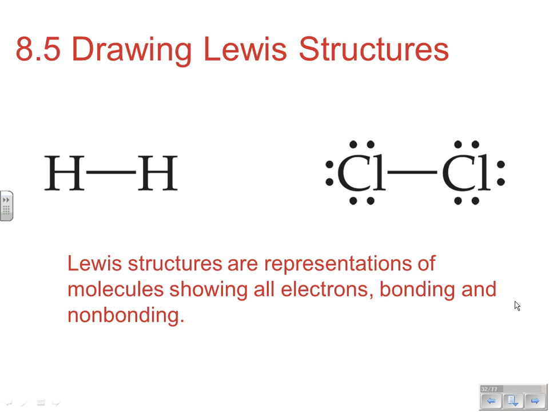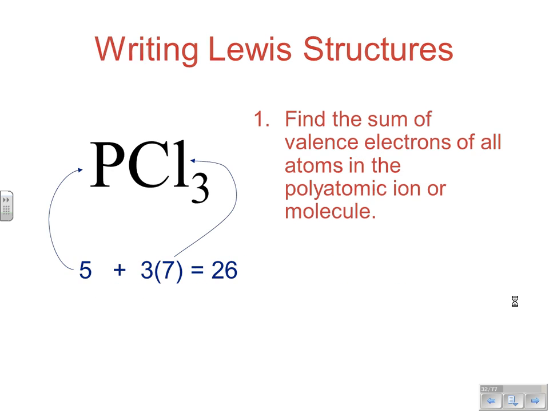Now that brings us to section 8.5, the last thing we're going to look at today. And really all I'm going to do here is remind you of the process of drawing Lewis structures for different molecules. Now remember, a Lewis structure is a representation of molecules showing all the electrons, those involved in bonding and those not involved in bonding. So our shared and unshared pairs. We're really looking at all the valence electrons, the ones involved in bonding and not involved in bonding.